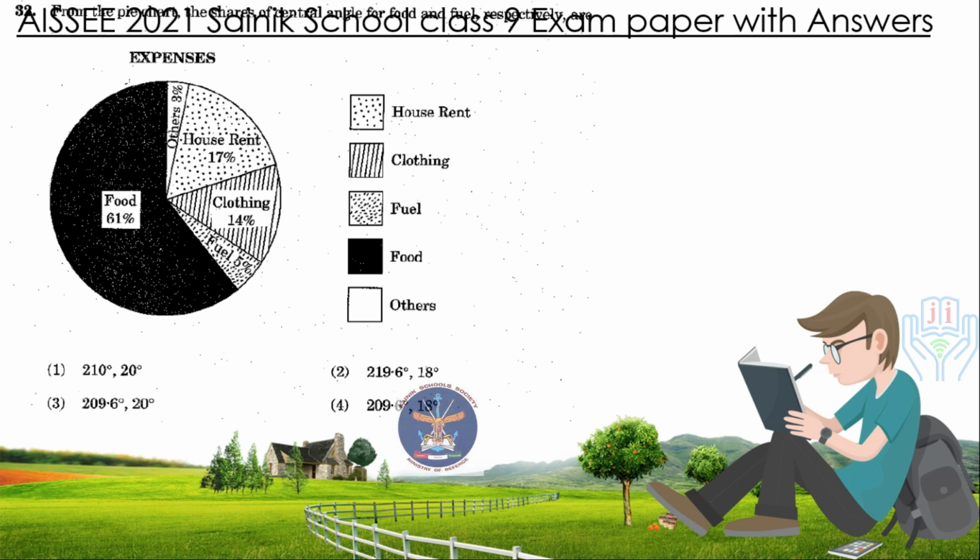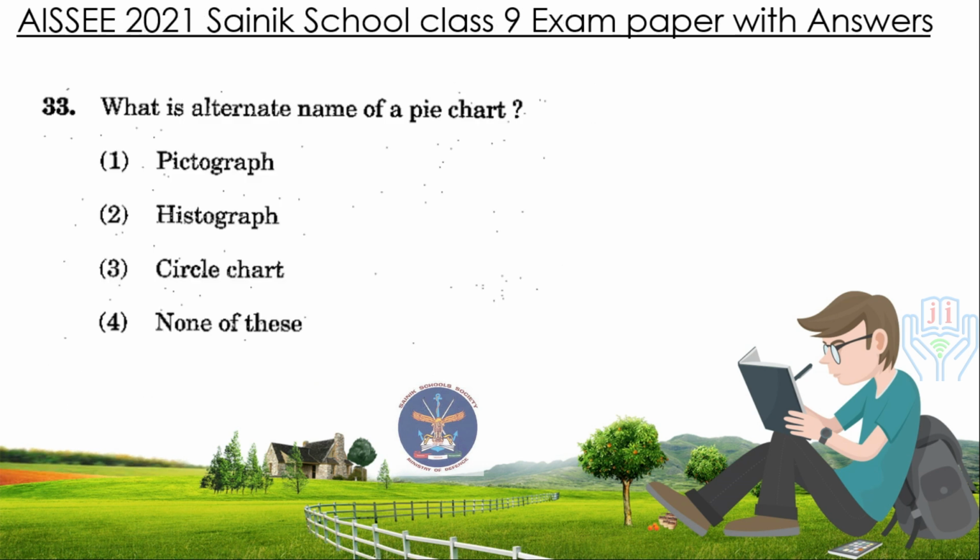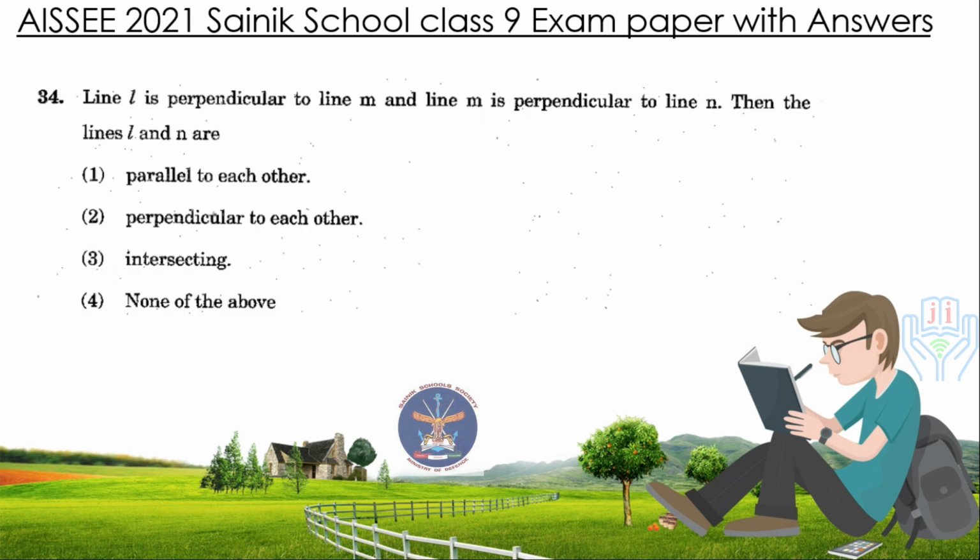See the chart. Expenses: house rent 17%, clothing 14%, fuel 5%, food 61%, others 3%. Answer 219.6 degrees, 18 degrees. What is alternate name of a pie chart? Answer circle chart. Line L is perpendicular to line M and line M is perpendicular to line N. Then the lines L and N are parallel to each other.